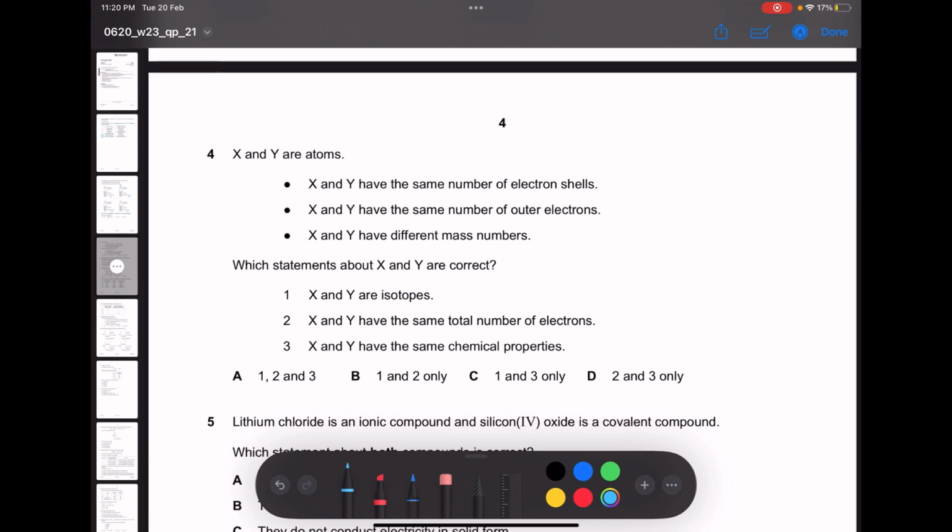Question 4. X and Y are atoms. X and Y have the same number of electron shells. They have the same number of outer electrons. They have different mass numbers. Which statements about X and Y are correct? So whatever these statements they've given, what can we infer from them? They've said that they have the same number of electron shells. It means that they belong to the same period. Then they have the same number of outer electrons, which means they belong to the same group.